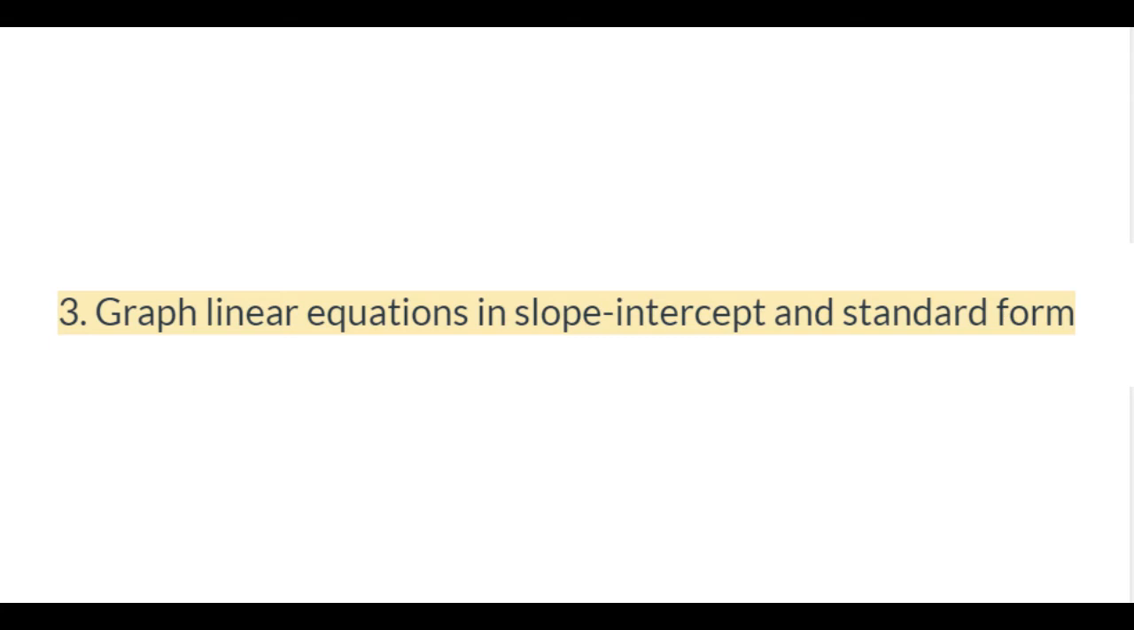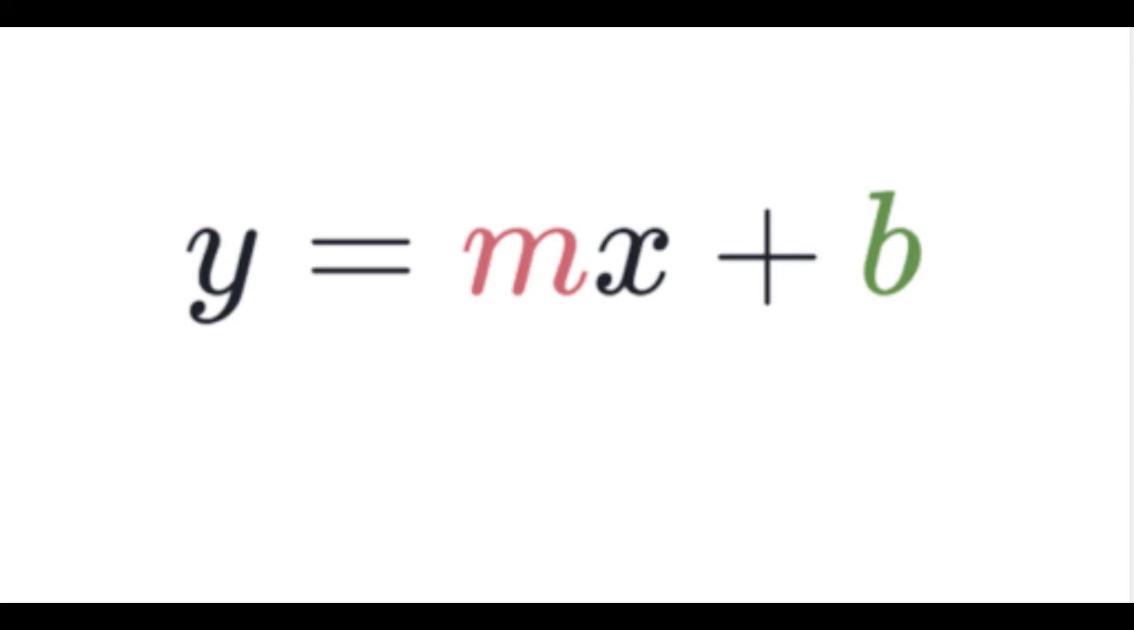The third N is to graph linear equations in slope-intercept and standard form. Slope-intercept form is the equation y equals mx plus b, in which y is the y value of a point on the line of the equation, m is the slope of the line, x is the x value of a point on the line of the equation, and b is the y-intercept, which is the value of y when x is 0 on the line of the equation.